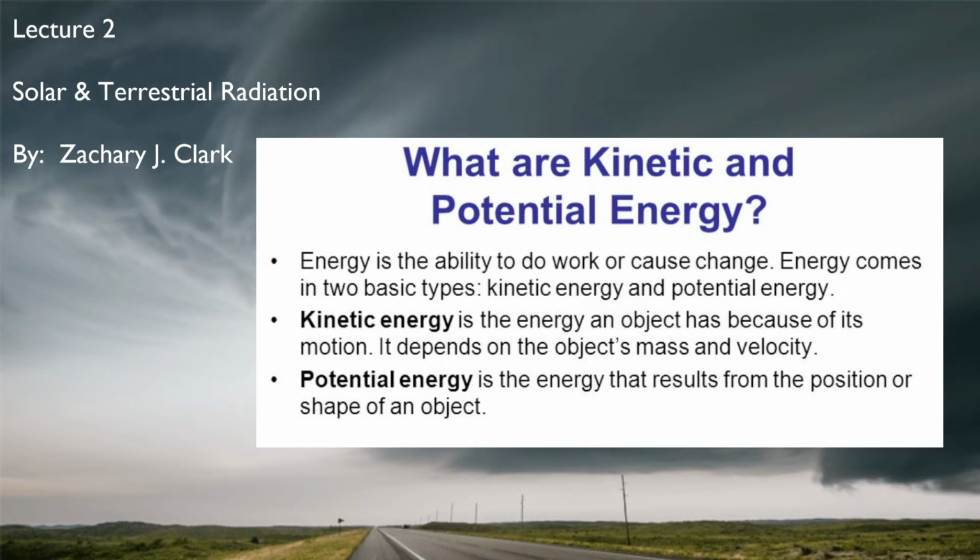And also, kinetic energy is the energy an object has because of its motion. It depends on the object's mass and velocity. Potential energy is the energy that results from the position or shape of an object.